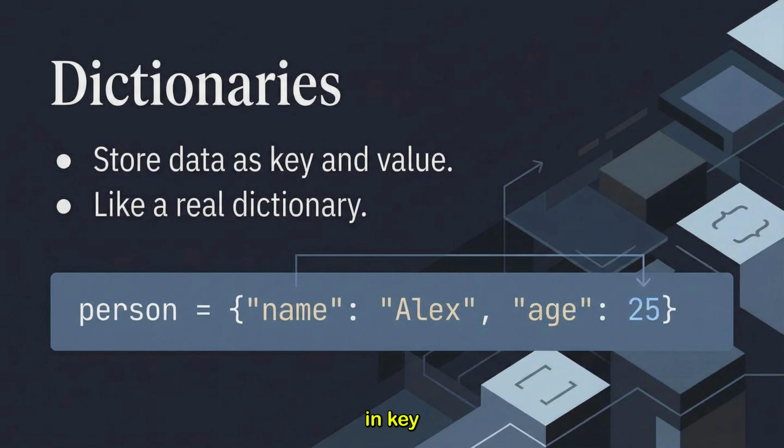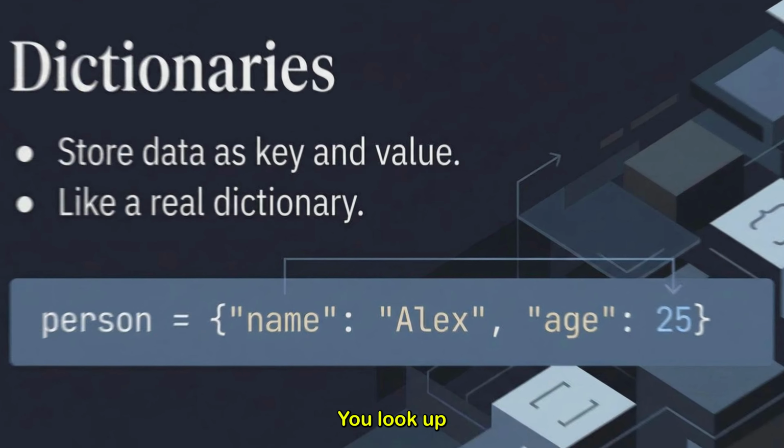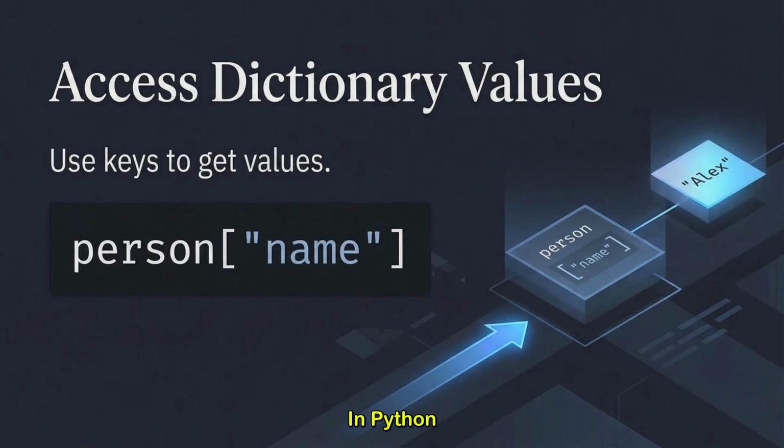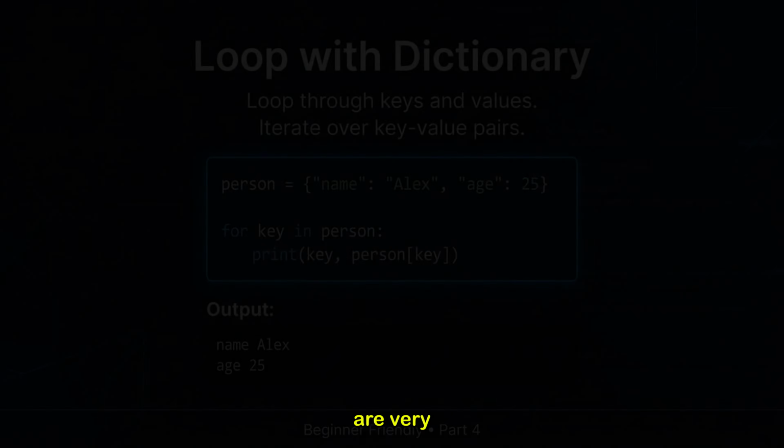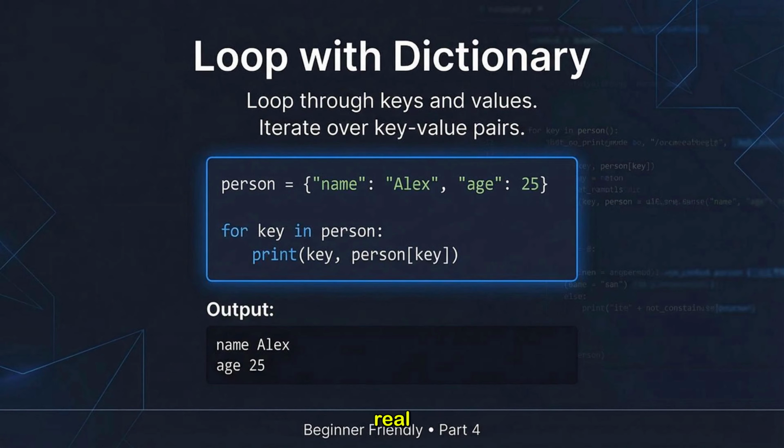Dictionaries store data in key and value pairs. Just like a real dictionary, you look up a word to find its meaning. In Python, you use keys to get values. Dictionaries are very powerful and used in real applications.